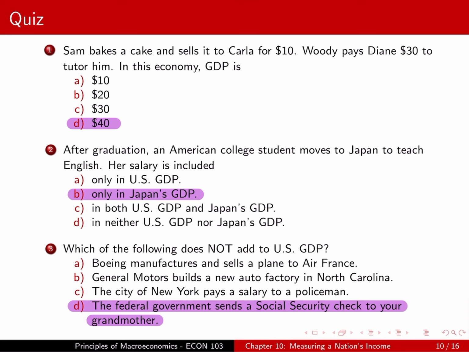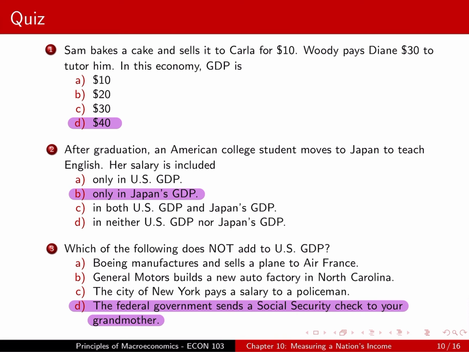So the answer is D. Question number 2. After graduation, an American college student moves to Japan to teach English. Her salary is included as what? Since this American college student earns her salary in Japan, it's either that her salary is included in Japan's GDP or US GNP. So the answer is B, only in Japan's GDP.